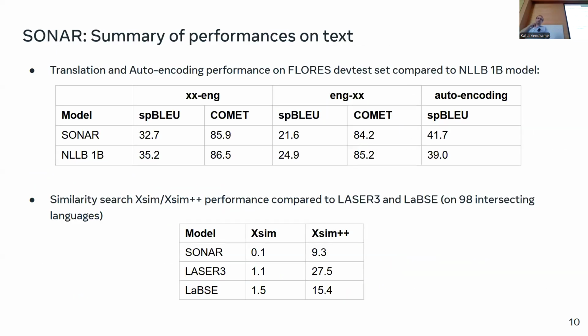Okay, so a few performance results on SONAR. We evaluate on two different tasks: one is translation and the other is auto-encoding. These scores are expressed in BLEU, SentencePiece BLEU, and COMET. Here we can see that, of course, we lose a bit going through this bottleneck compared to the NLLB model in translation from any language to English. We lose a bit here, but again, the decoding is just based on one vector.